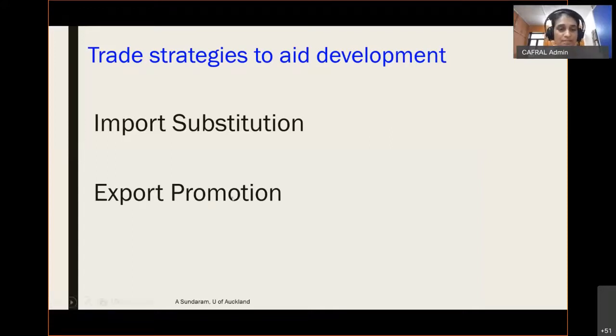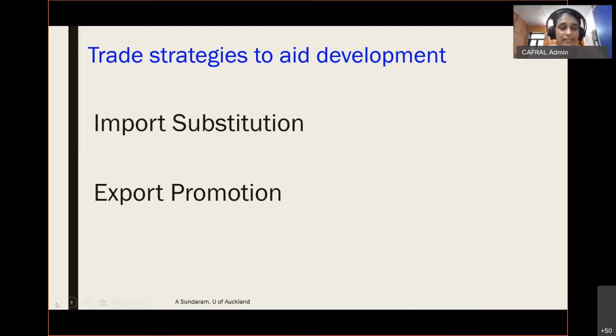These are two policies: import substitution and export promotion. So what is import substitution? Import substitution is when you restrict imports so that you substitute away from imports towards domestic production. And the whole idea is that you then develop capabilities in domestic production, in domestic sectors.